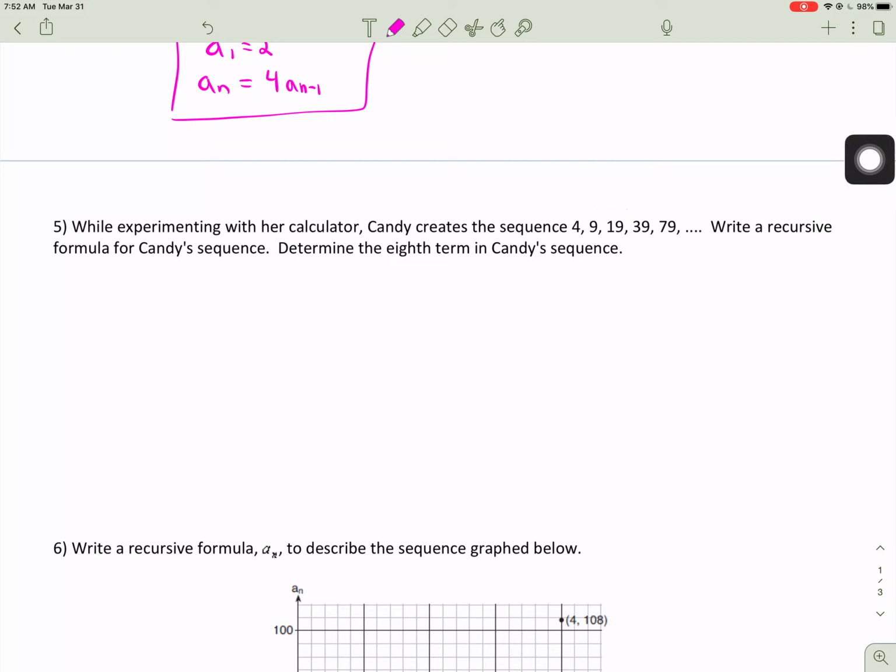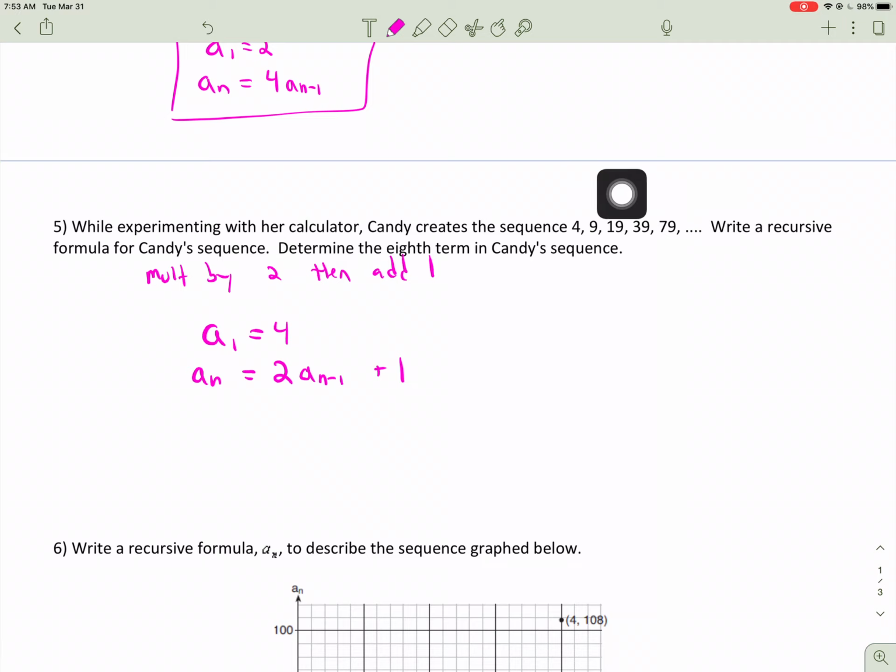Yeah, that's the pattern. It's going to be multiply by 2, then add 1. So the first term is 4. To find any term, do 2 times the term before, and then add 1. So right now we know a sub 1 is 4, a sub 2, a sub 3, a sub 4, a sub 5. So a sub 5 is 79.